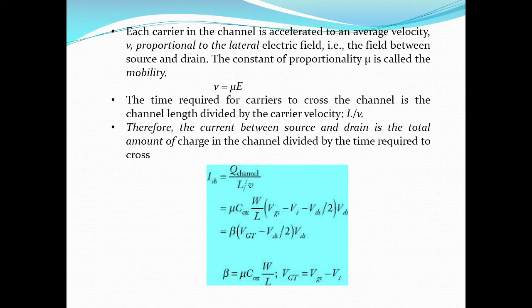Next, therefore, the current IDS between source and the drain is the total amount of charge, Q channel, the total amount of charge in the channel, divided by the time required to cross. So that is L by v. When we substitute, we get it like this.